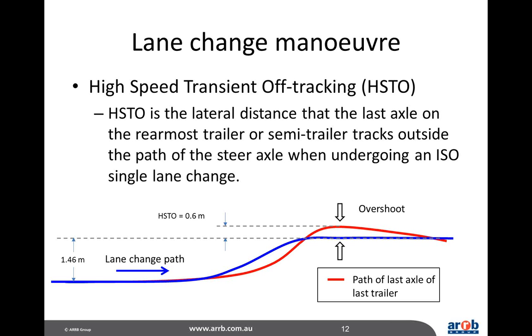And it's measured when we do an ISO single lane change, which is designed to simulate trying to avoid an obstacle that's on the road. So you can see here that if we move across by about 1.46 metres with our blue steer path, hopefully you can see my pointer there, the front steering wheels of the truck follow that blue path as intended, but the last axle of the whole vehicle follows the red path, and it shoots out further by a distance that is equal to the HSTO measure. And so here we've shown 0.6 metres of overshoot by that last trailer axle.